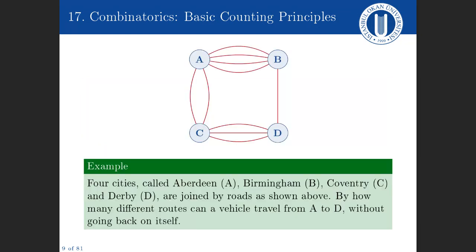Another example. 4 British cities called Aberdeen, Birmingham, Coventry, and Derby are joined together by roads, as I've shown in this picture. By how many different routes can a vehicle travel from Aberdeen to Derby without going back on itself?